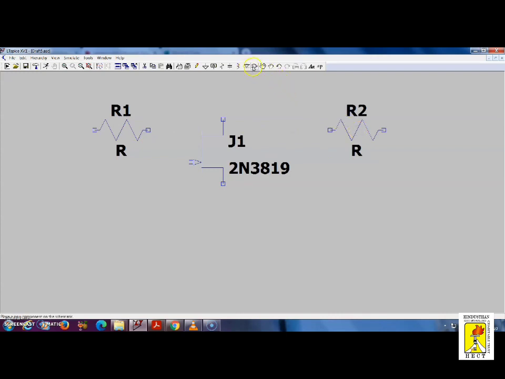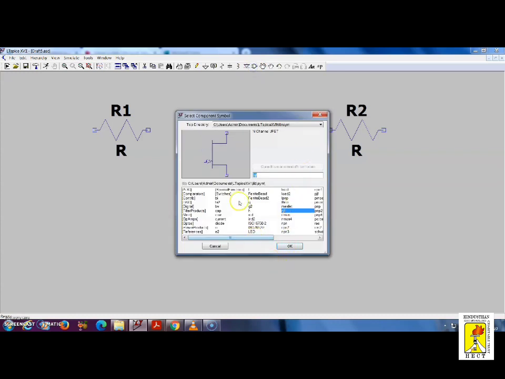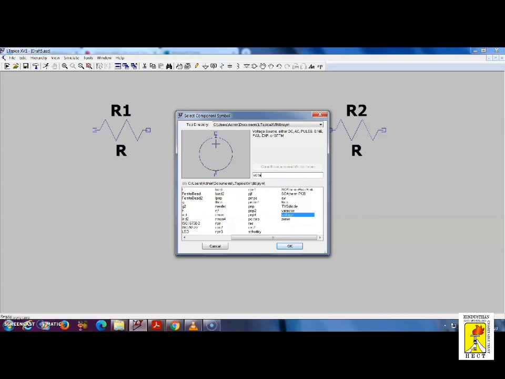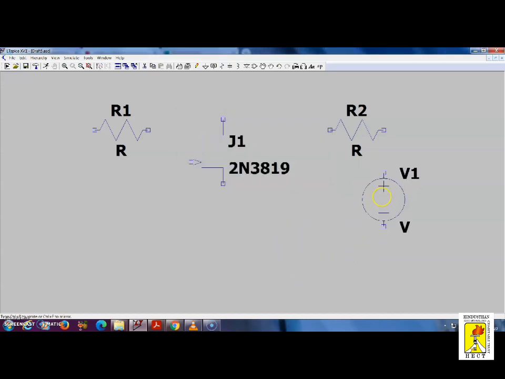Okay, and we need the voltage source. So type voltage. Fix it at both the ends. One is to control VDS and another one is to change VGS. And we need certain ground terminals. So fix it over here.